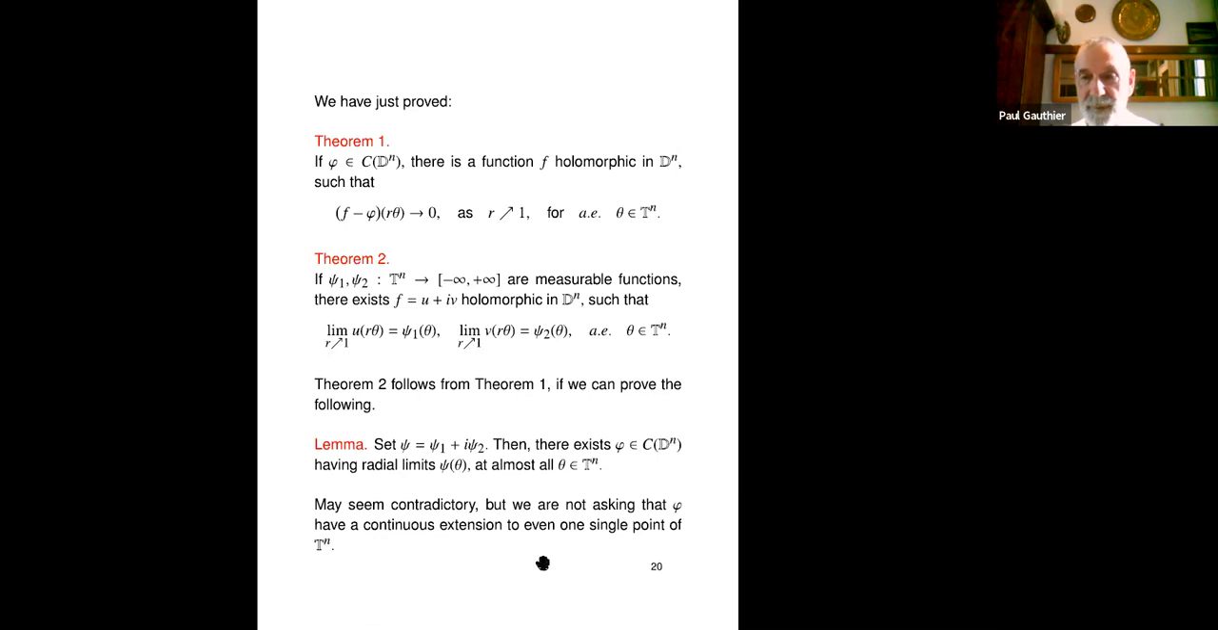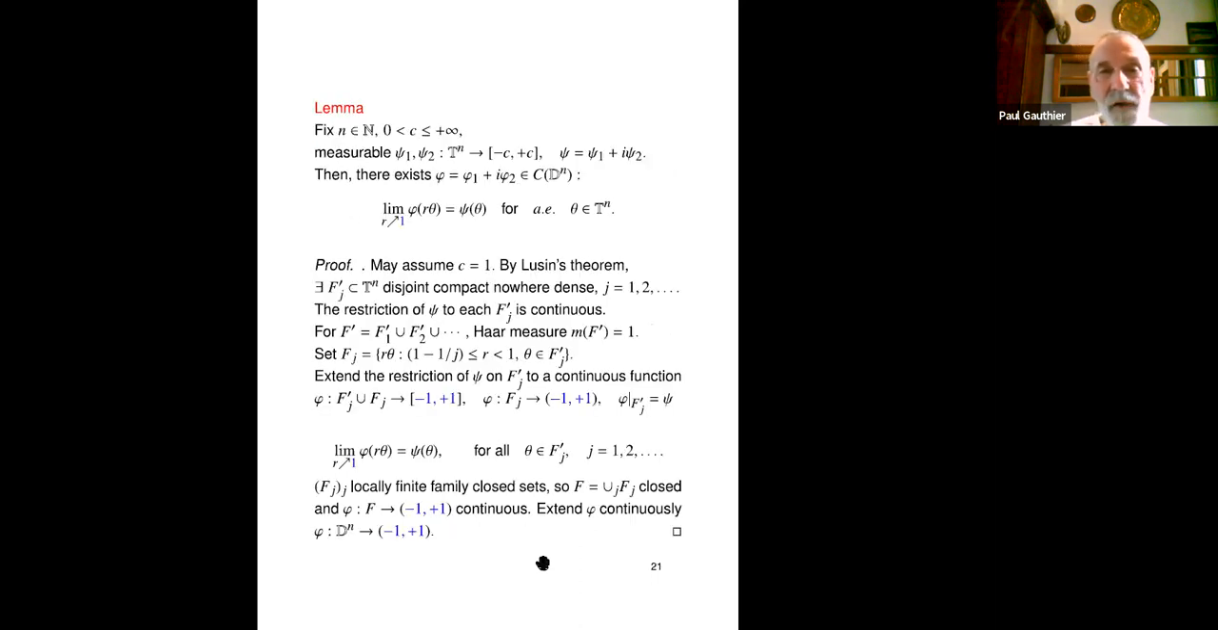It's continuous on the polydisk, and we don't say that it extends continuously, just that it has these boundary limits on each ray. Its restriction to certain rays is continuous. I repeat the lemma.